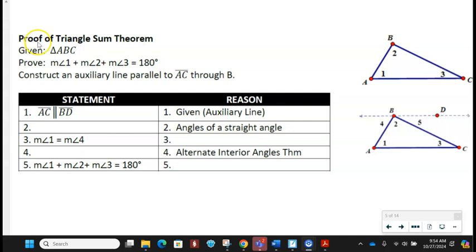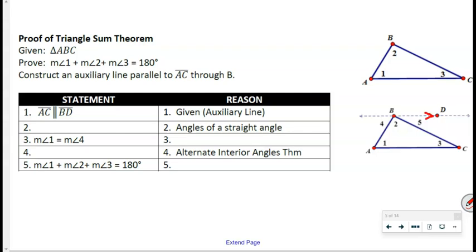So first thing we're going to do here is the proof of the triangle sum theorem. It says given triangle ABC over here on the right, prove that if we add angles 1, 2, and 3, they equal 180. It says construct an auxiliary line parallel to AC through B. So AC is right here, and this BD is a parallel line. So we're going to go ahead and mark it as parallel. This is parallel with this side right here, and through point B. Then it says AC is parallel to BD. That's given because we drew an auxiliary line right here that is parallel.